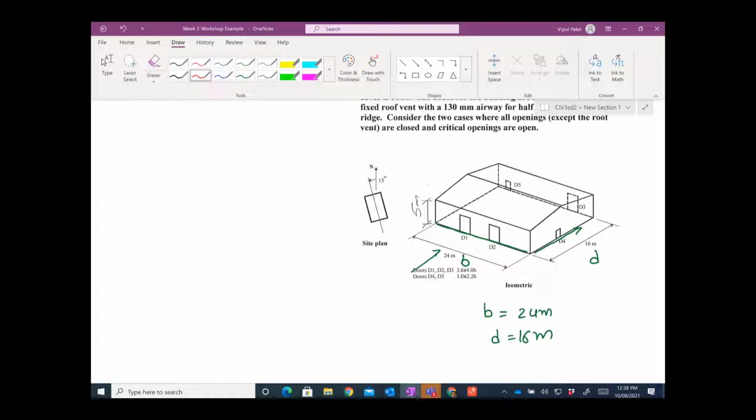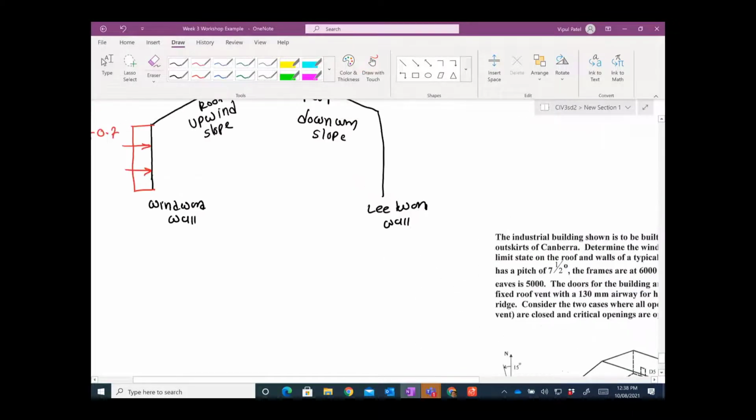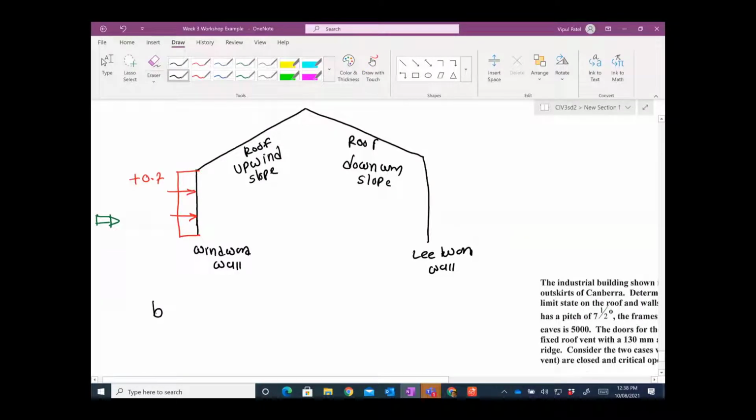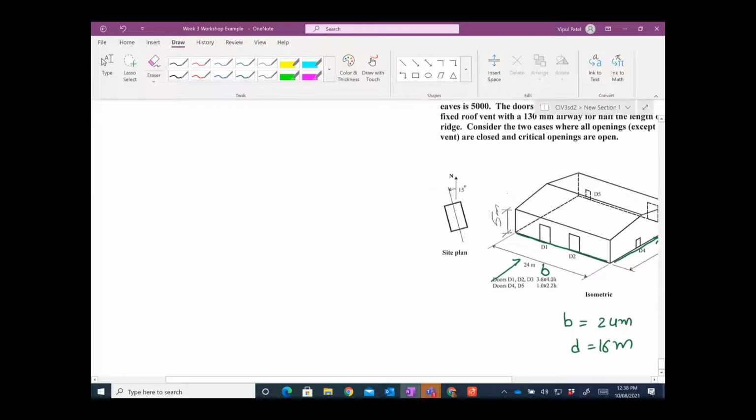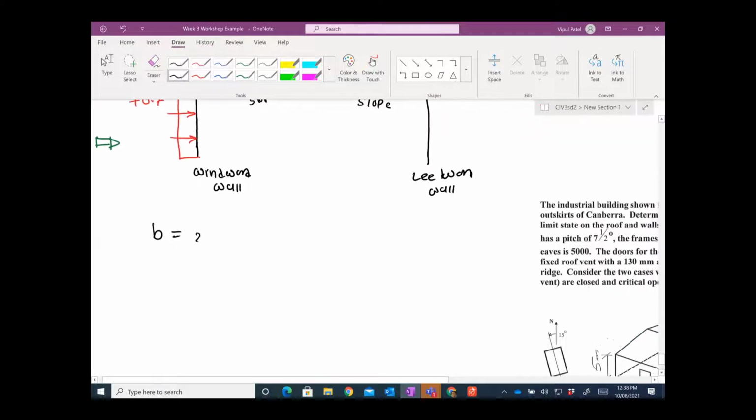Now this will change if the wind is coming from this side. That becomes your B and that becomes your D. I hope you understand that. So in our case, B equal to 24, D equal to 16. So let me take the ratio. B equal to 24 and D equal to 16 meters.